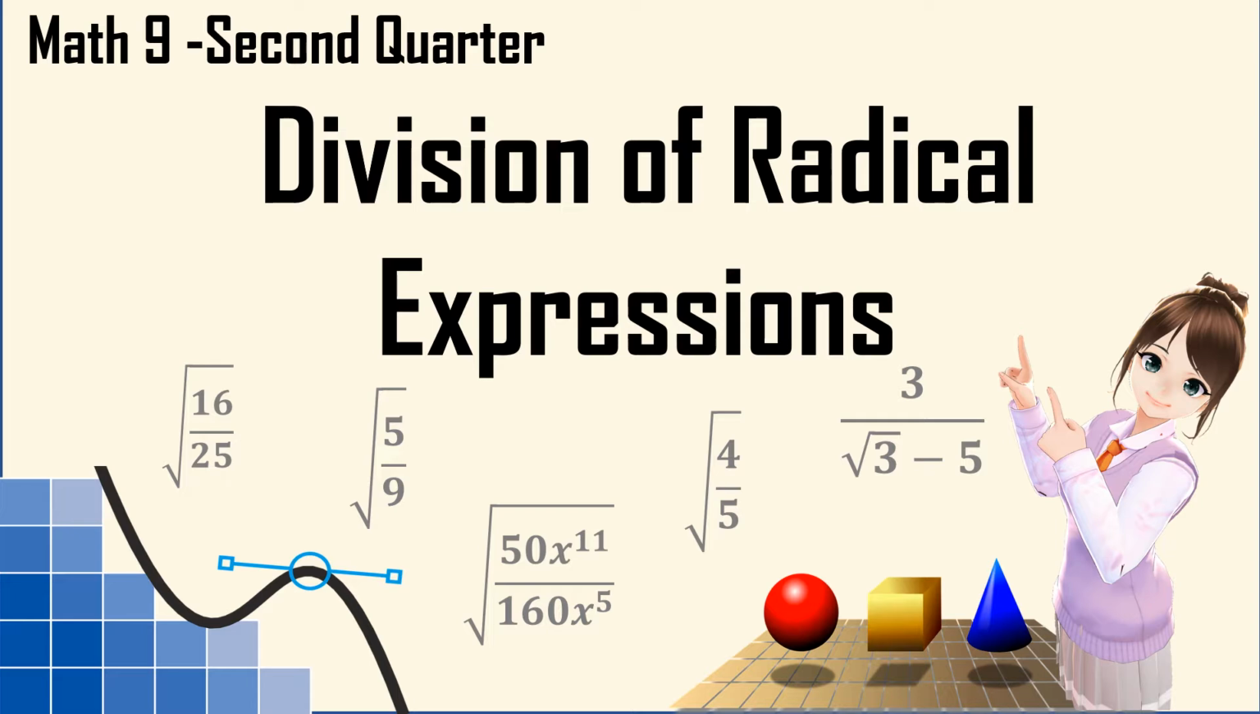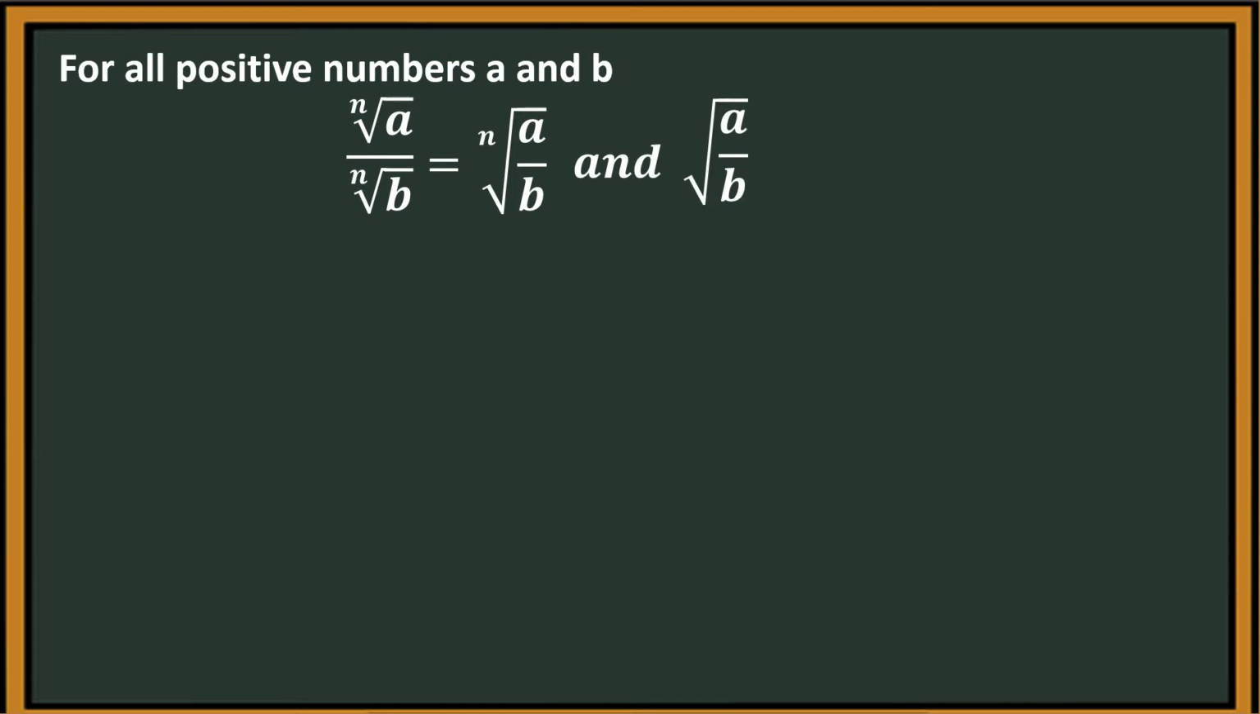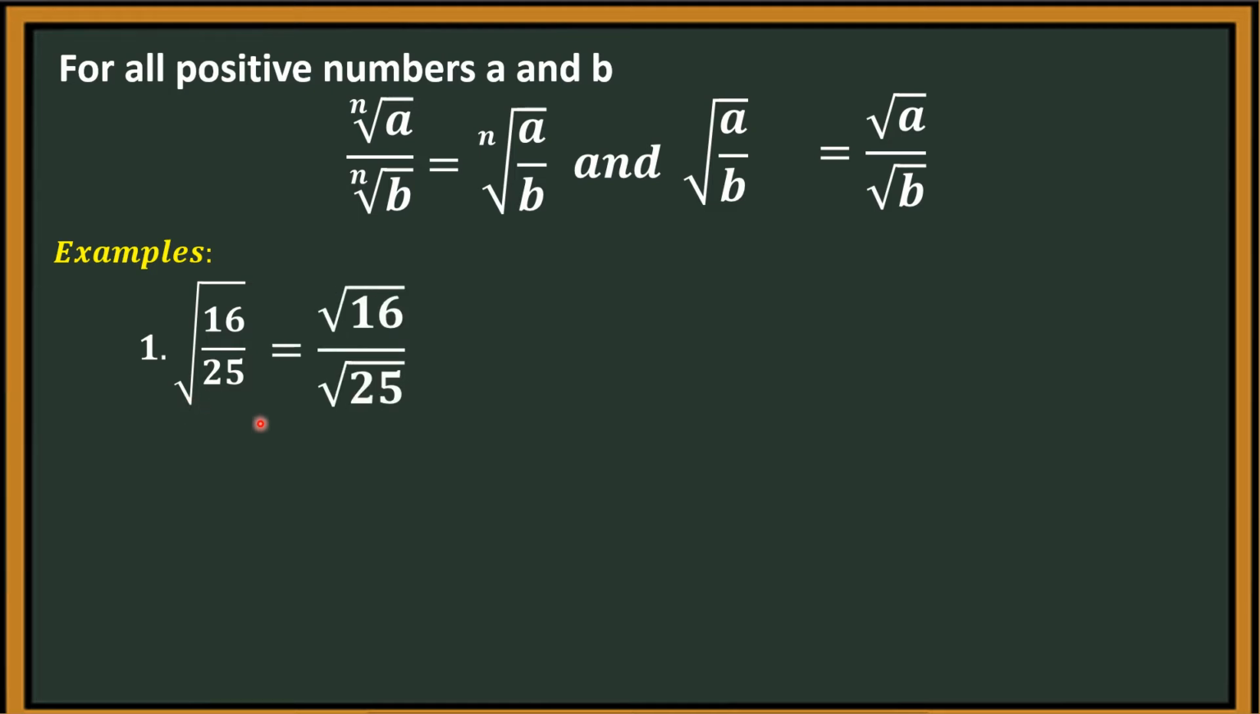Today I'm going to teach you how to divide radical expressions. For all positive numbers a and b, the nth root of a over the nth root of b is also equal to the nth root of a over b. And the square root of a over b is also equal to the square root of a over the square root of b. Examples: the square root of 16 over 25 is also equal to the square root of 16 over the square root of 25.